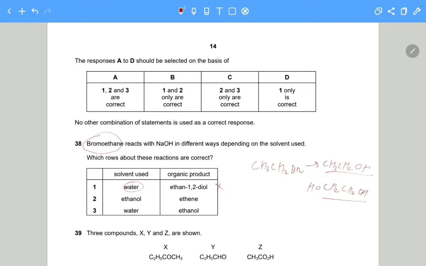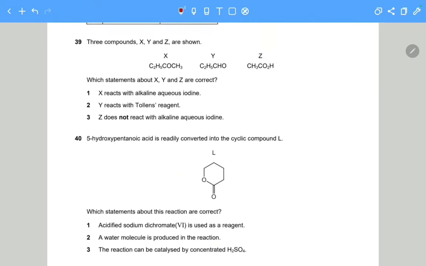And option 2, solvent used ethanol, organic product ethene. That is correct because when we use NaOH in ethanol, it's an elimination reaction. So ethene will be the answer. And then last one, water, ethanol, as we discussed in option 1, this is correct. So C will be the answer.